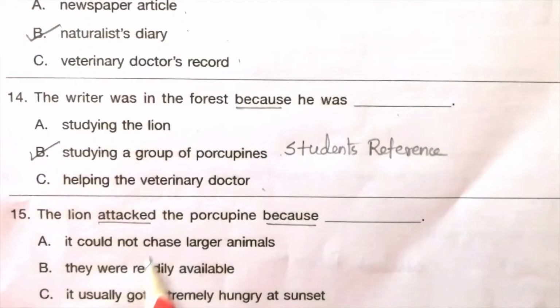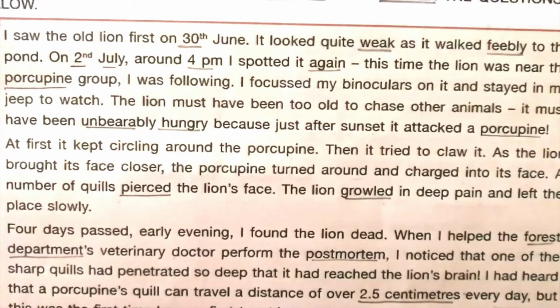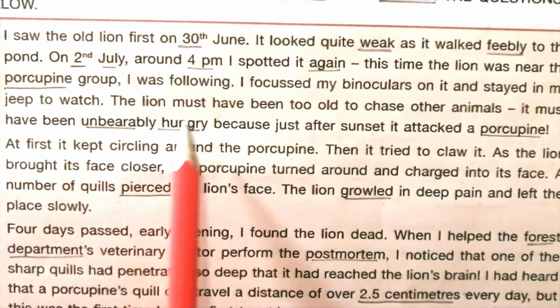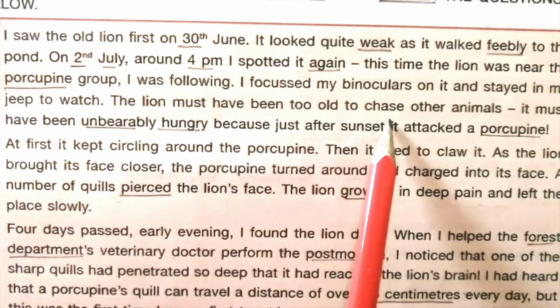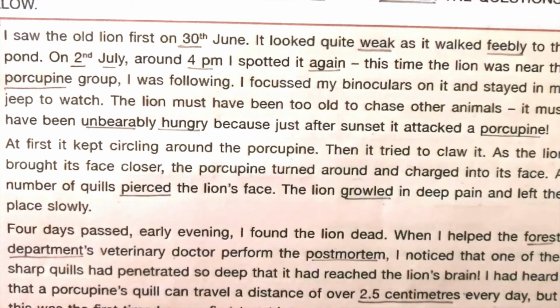15. The lion attacked the porcupine because dash. It could not chase larger animals. They were readily available. It usually got extremely hungry at sunset. The answer is A, it could not chase larger animals. The answer is given here: the lion must have been too old to chase other animals.